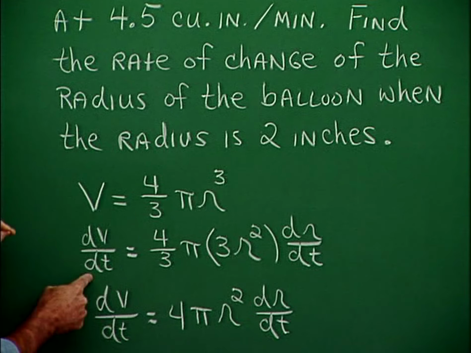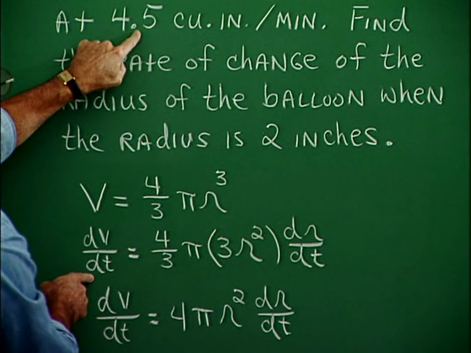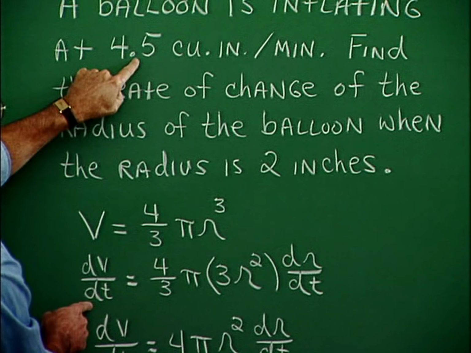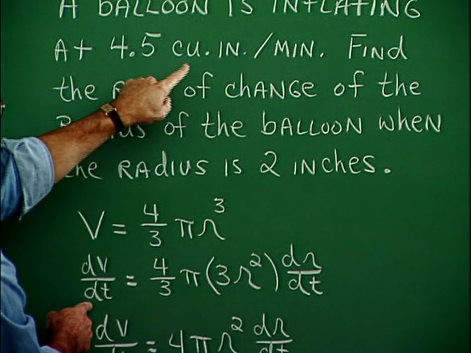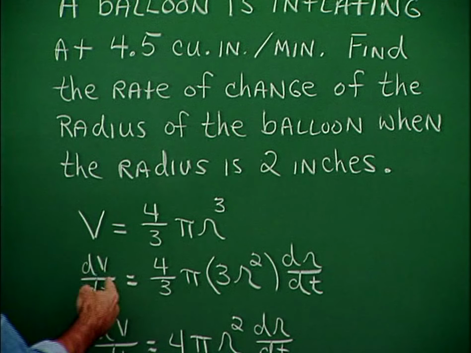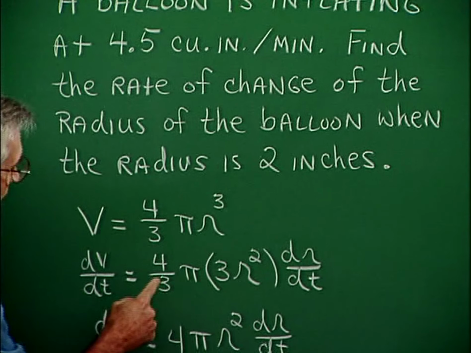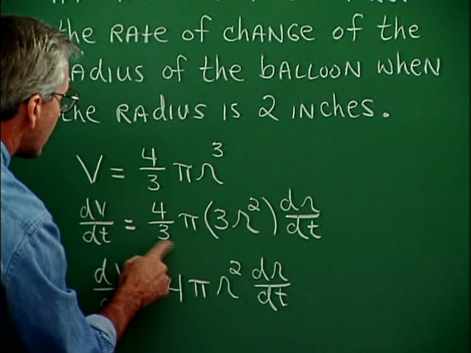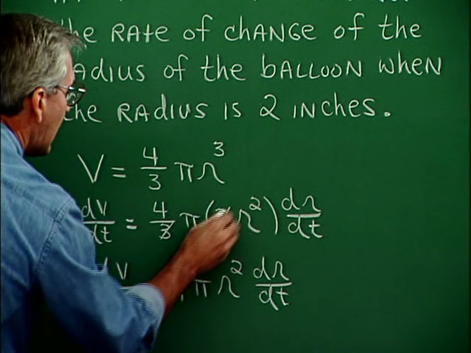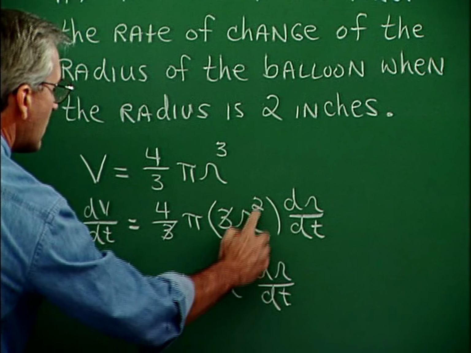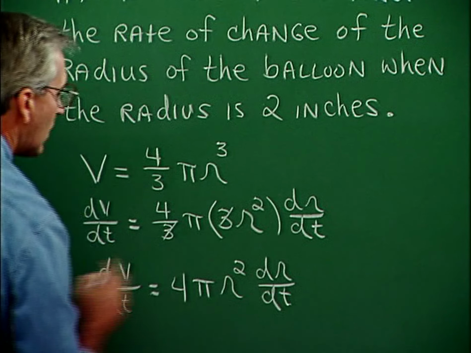Well, that's the change in volume in terms of time. And that change in volume is nothing but this. We're just adding a constant 4.5 cubic inches per minute. So that's really what this part is. Well, let's clean up a little bit. We have, let's see, the 3's go out here, and we've got 4 pi r squared times dr/dt.